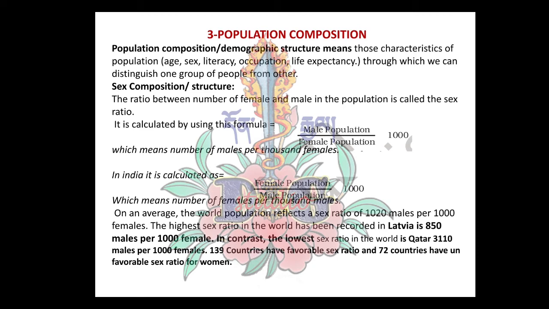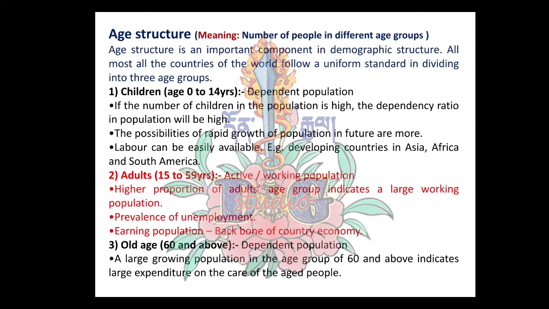The next population composition that we are going to discuss is age structure. What is meant by age structure, or age composition? Age structure means the number of people in different age groups. How many people are in the children's age group, how many in the adult age group, and how many in the old age group? That is called age structure, or age composition.